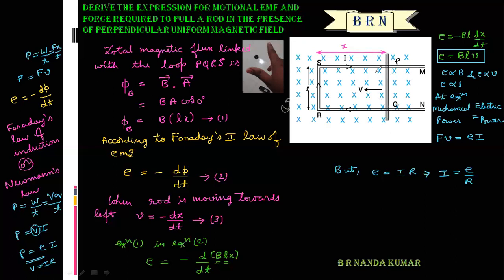So here the direction of magnetic field is normally inwards, and the motion of the conductor is towards left. So what is the direction of current flowing in the rod? That is vertically downwards. The direction of current in the rod is vertically downwards, right?